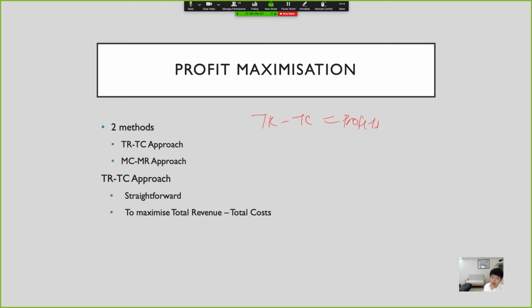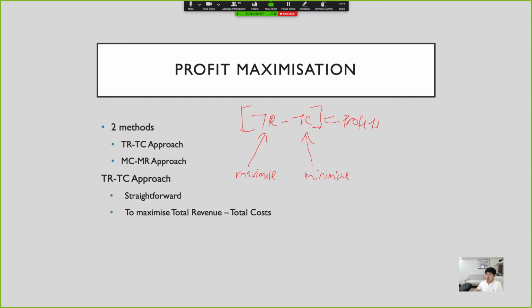Okay, so how do we actually maximize profit using the TR minus TC approach? We want to make this number the biggest number that we can make it, right? So how do we do it? We can maximize the total revenue and we can minimize the total cost. Maximizing your total revenue is to actually sell more units of the good as much as you can.